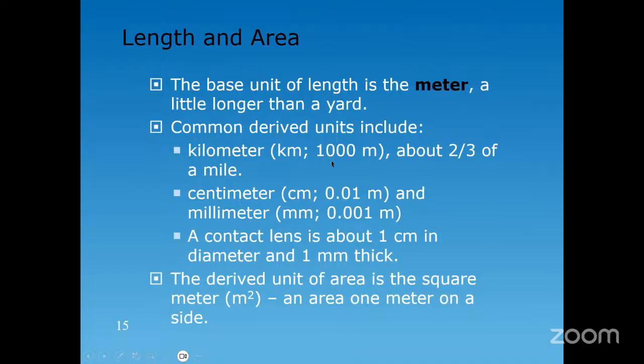So kilometer, kilo means 1,000, so 1 kilometer is equal to 1,000 meters. And just to give an idea how a kilometer relates to a mile, 1 kilometer is about 2/3 of a mile. Centimeter, centi, the prefix means 10 to the minus 2. So 10 to the minus 2 meters is equal to 1 centimeter, which is the same thing as 0.01 meters.